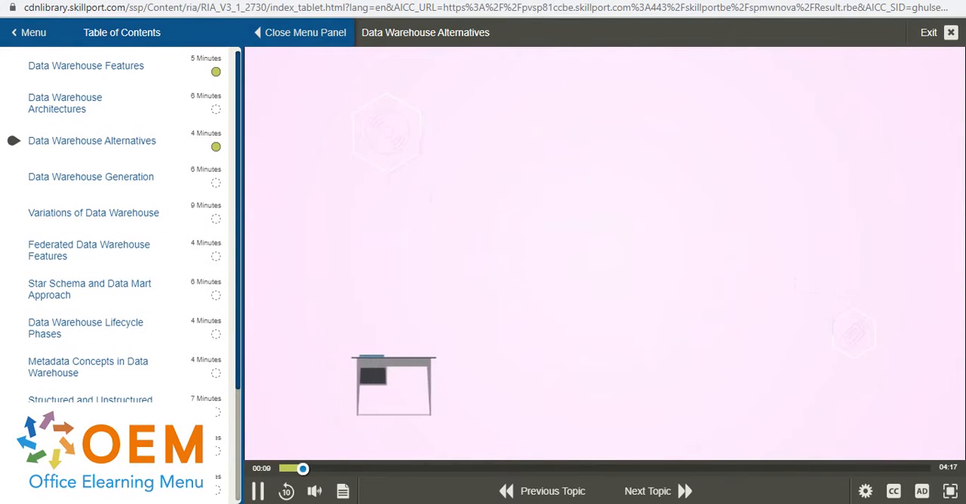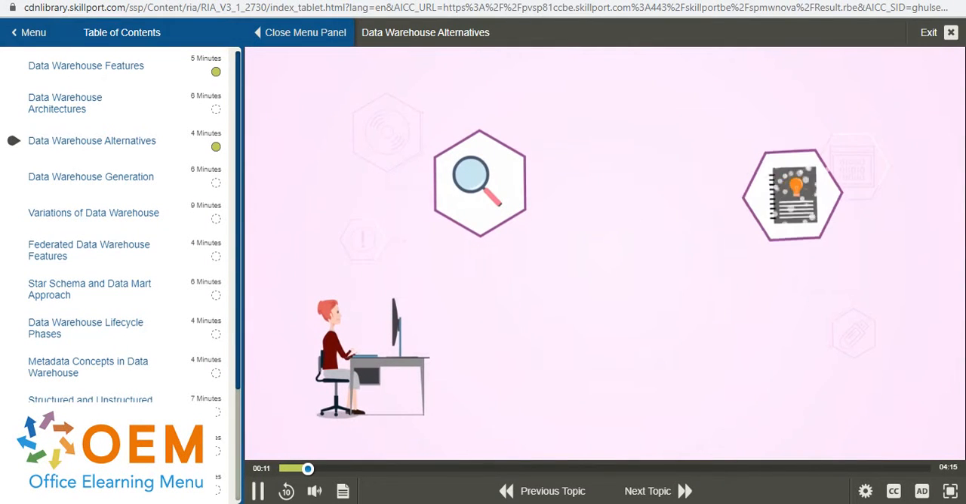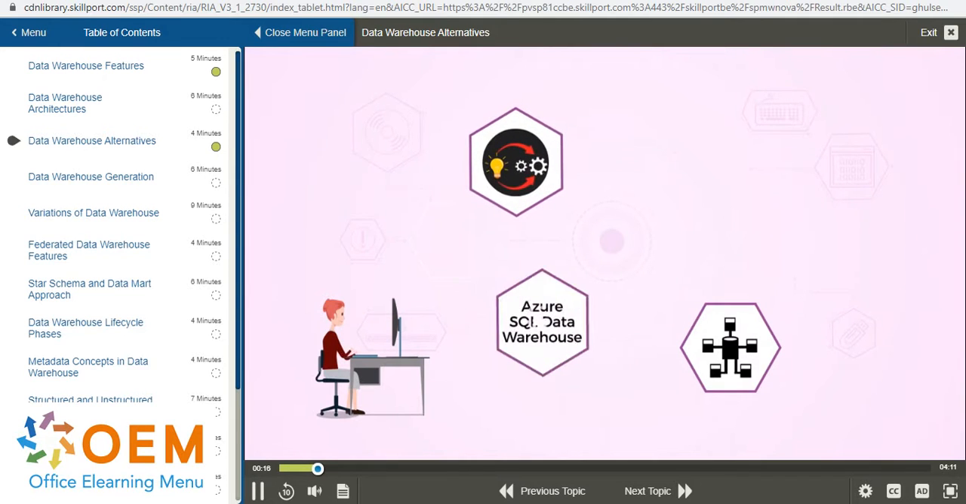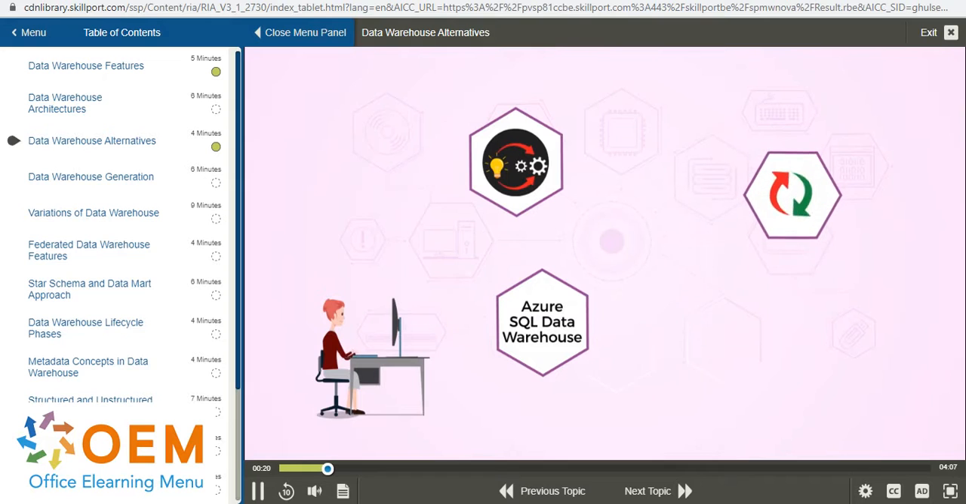In this video, we'll explore and elaborate some of the alternative solutions of data warehouse that we can implement today, apart from Azure SQL Data Warehouse. Now, there are various alternatives of data warehouse that we can implement today.